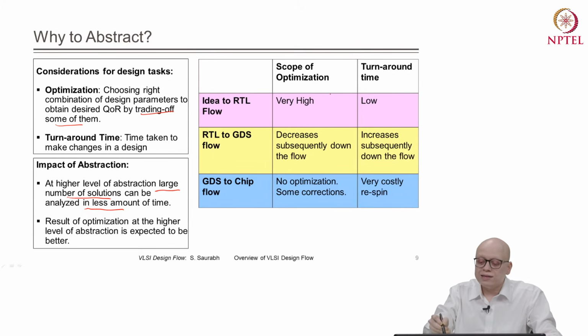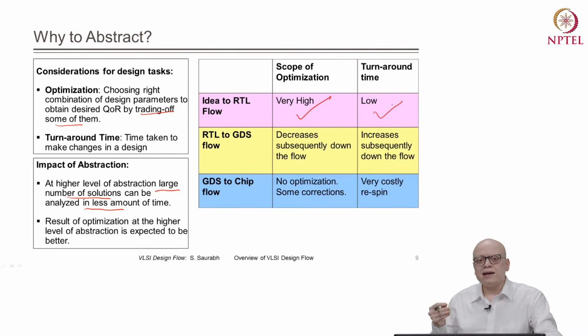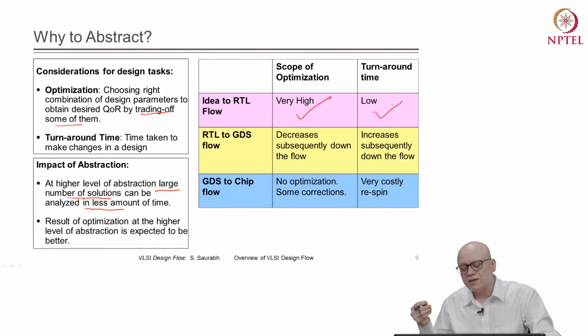And therefore the scope of optimization is very high at the system level design, or at the idea to the RTL flow, the first part of the flow that we discussed. And the turnaround time will also be low, because the details are less, so we need to add or change fewer details in the design, and therefore turnaround time can be quicker.